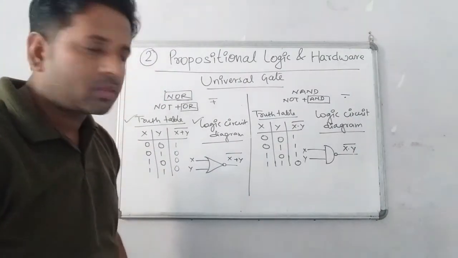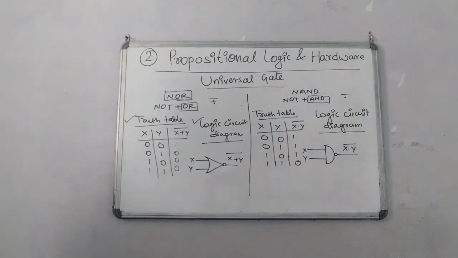Clear, children? So see this one, write it down in your copy, understand it, and get the difference between the basic gate, universal gate and advanced gate. Okay, after this I'll go on to explain the advanced gate.